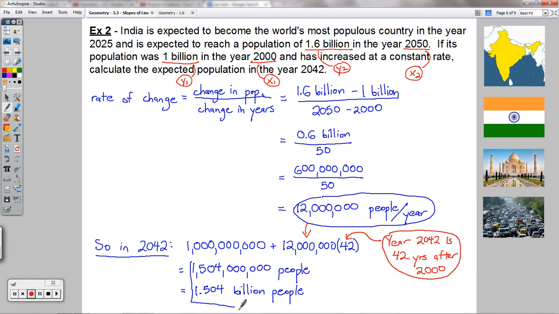I would definitely like to visit India someday. I haven't been there. However, I'm just a little worried I might get trampled if there's that many people there.